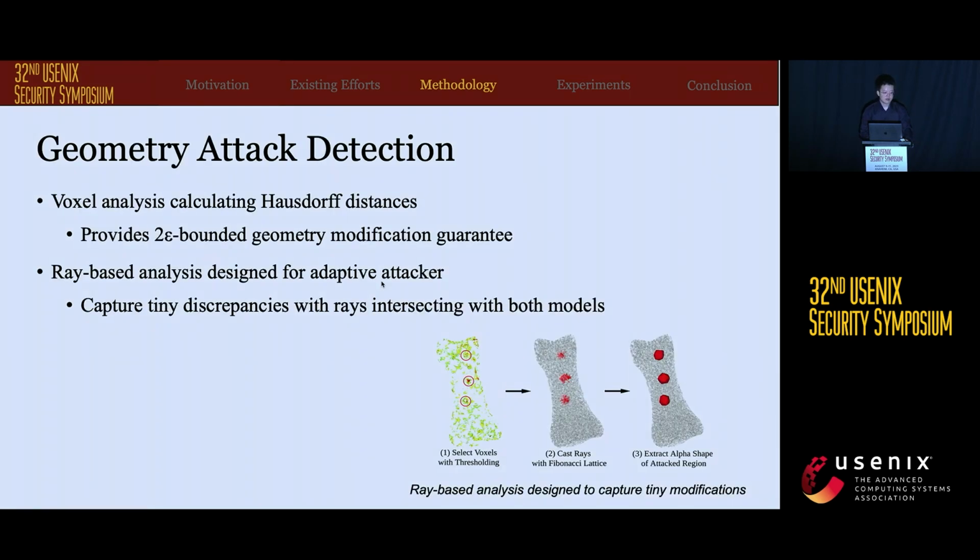More specifically, there are two key techniques for detecting geometry attacks. First, we developed voxel analysis. We voxelize both the CT scans and design models and compare them to compute the Hausdorff distances. We also derived a theoretical security analysis, which shows that this algorithm can reveal any modification that is larger than twice the CT resolution. We also developed ray-based analysis that is designed to defend against the adaptive attacker. By using rays intersecting with both models, we can capture tiny discrepancies.